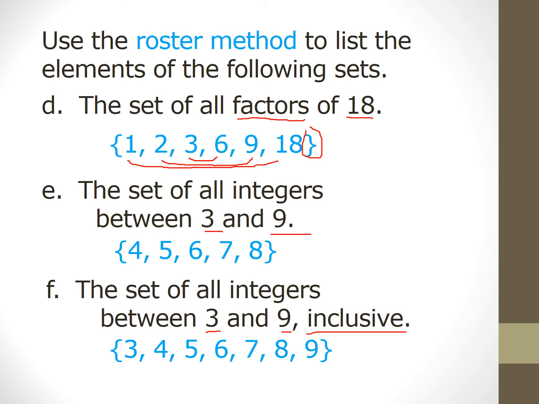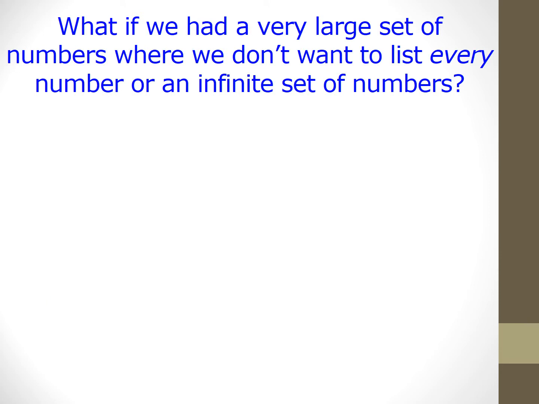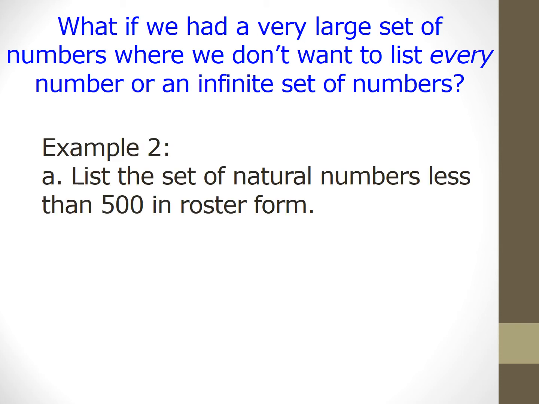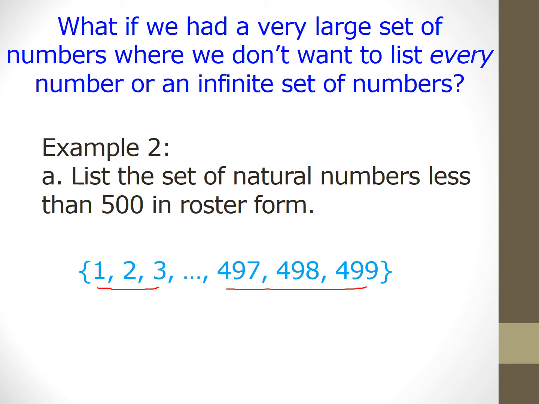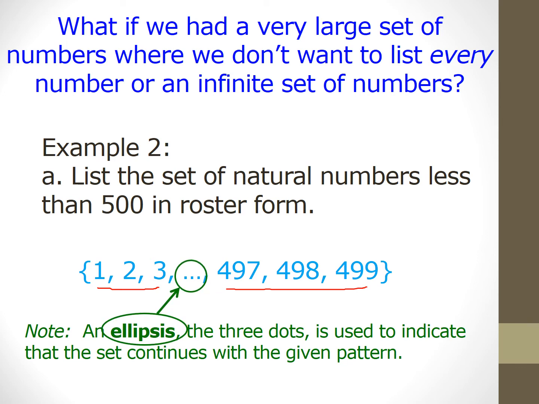Now let's look at one other variation of roster method, and that is what if we had a very large set of numbers where we don't want to list every number, or we have an infinite set of numbers? How could you put that in a roster method? Well, here's an example. List the set of all natural numbers less than 500 in roster form. That's a lot of numbers. Now we don't want to make a roster, brace 1, 2, 3 all the way up to 500. So what we do is we list the beginning enough members of this set to establish a pattern, and then we list the end of the set to show where it terminates, but then in between we use these 3 dots. We call that an ellipsis. An ellipsis, the 3 dots, is used to indicate that the set continues in that given pattern.